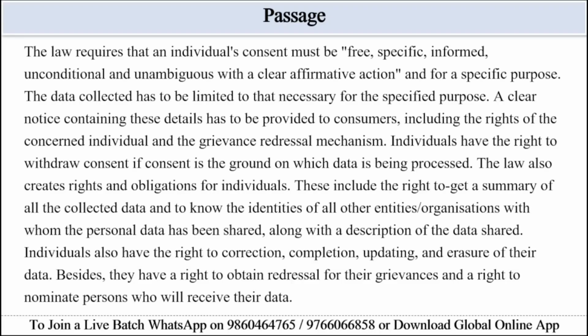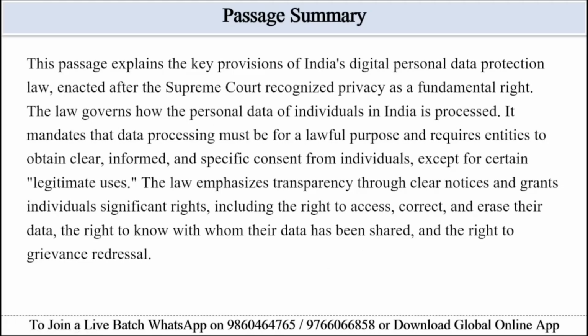These include the right to get a summary of all collected data and to know the identities of all other entities and organizations with whom the personal data has been shared. Along with a description of the data shared, individuals also have the right to correction, completion, updating, and erasure of their data. Besides, they have a right to opt in redressal for their grievances and a right to nominate persons who will receive their data. So let's summarize this passage.